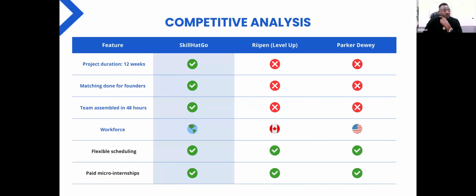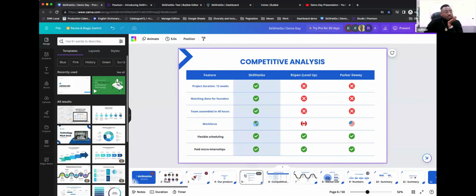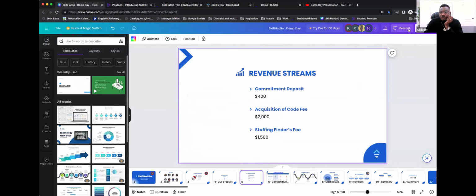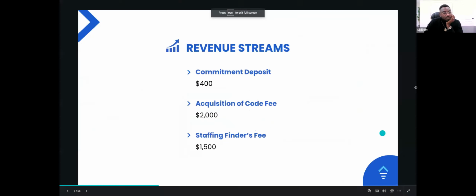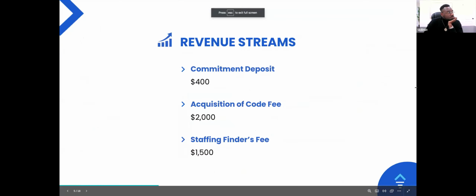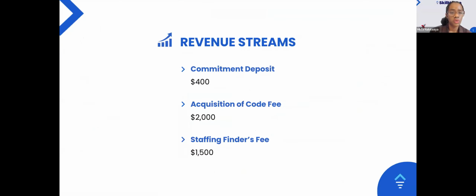I think you skipped a revenue stream. Could you mention 3? You have 3 on the screen, you only mentioned 2. Sorry, I beg your pardon? I was saying you hadn't mentioned the first revenue stream, the commitment deposit.